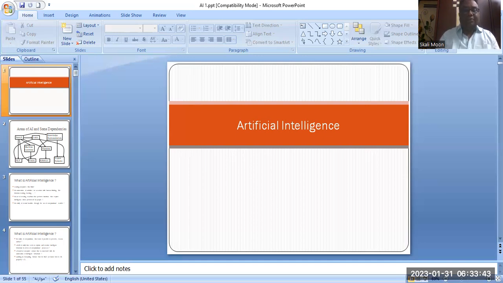Intelligent behavior is to achieve human level performance in all cognitive tasks. These cognitive tasks include language processing, knowledge representation, automated reasoning, and machine learning. The total Turing test includes two major issues: one is computer vision and one is robotics. Computer vision is to perceive the objects and robotics is to move the objects.